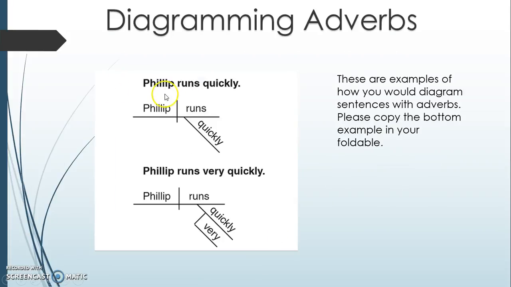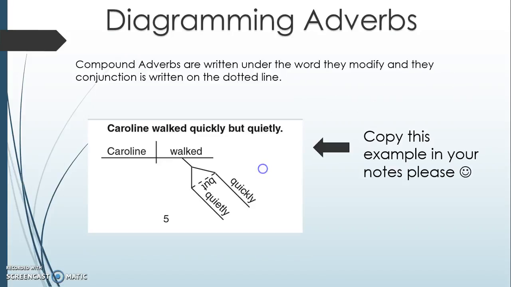All right, so an example, Philip runs quickly. Well, quickly modifies how Philip runs, so you can see that Philip runs, and then quickly just goes under runs. Or you could say Philip runs very quickly. Very actually modifies quickly, which modifies runs. So it would look like this. Philip runs very quickly. Please copy these in the bottom half of the left side of your foldable. Thank you.